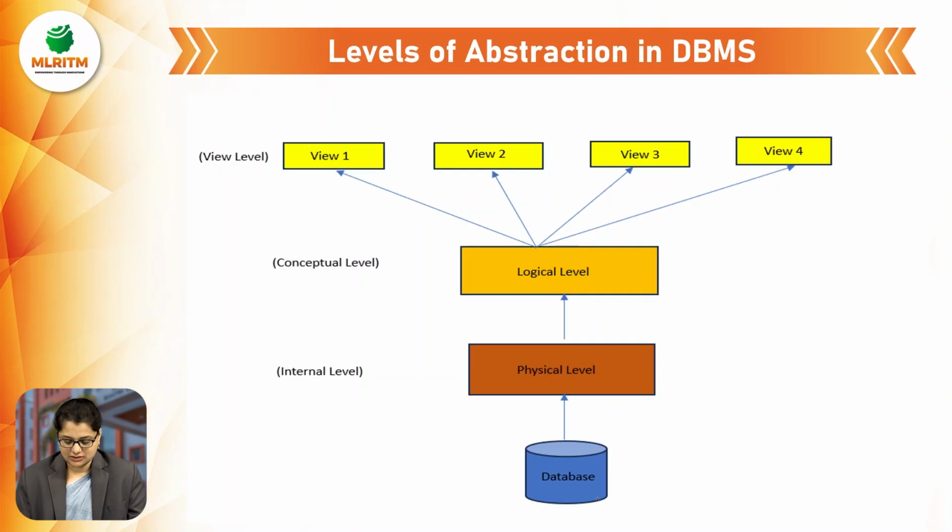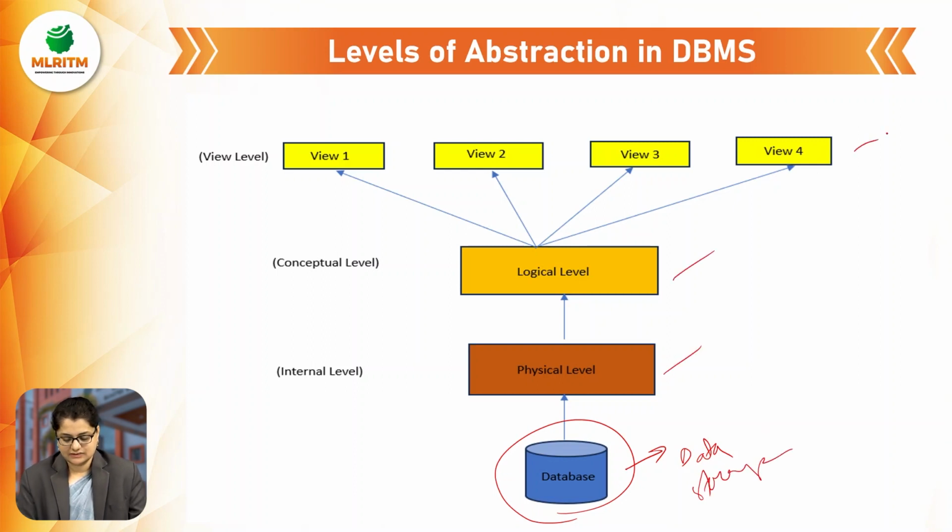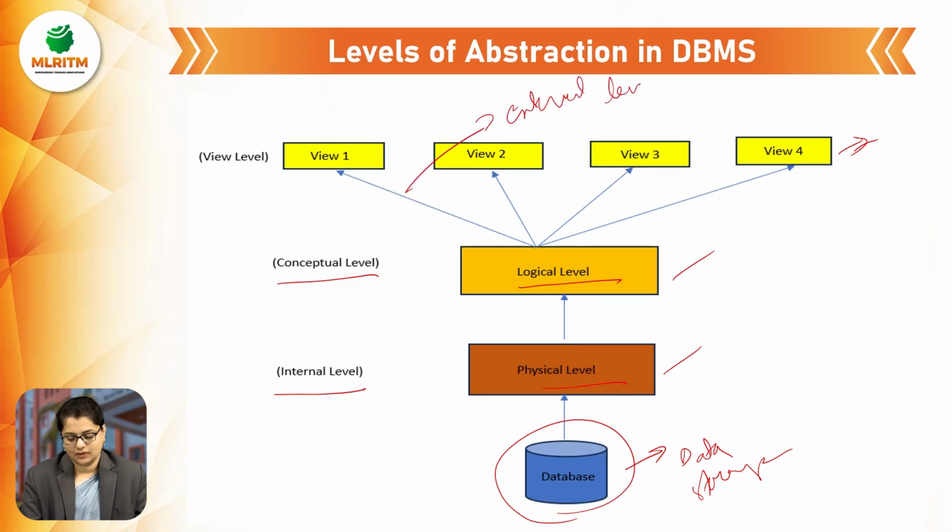Look at the first one. This is the database where the data is stored, the data storage. We have three levels. The first one is the physical level or internal level, the second one is the logical level, or we can call it the conceptual level, and the third one is the view level, which we can call the external level. The user can see this data, the user cannot see this data, so the entire data is hidden.